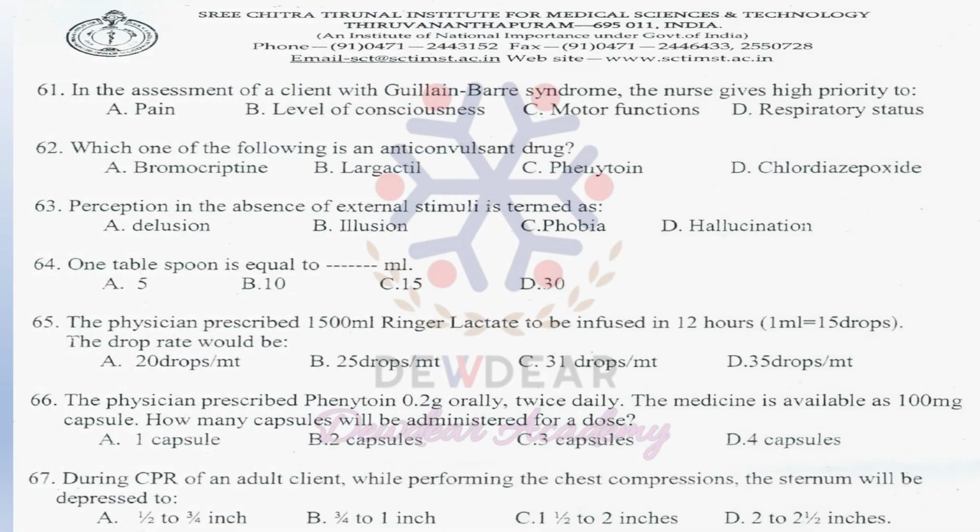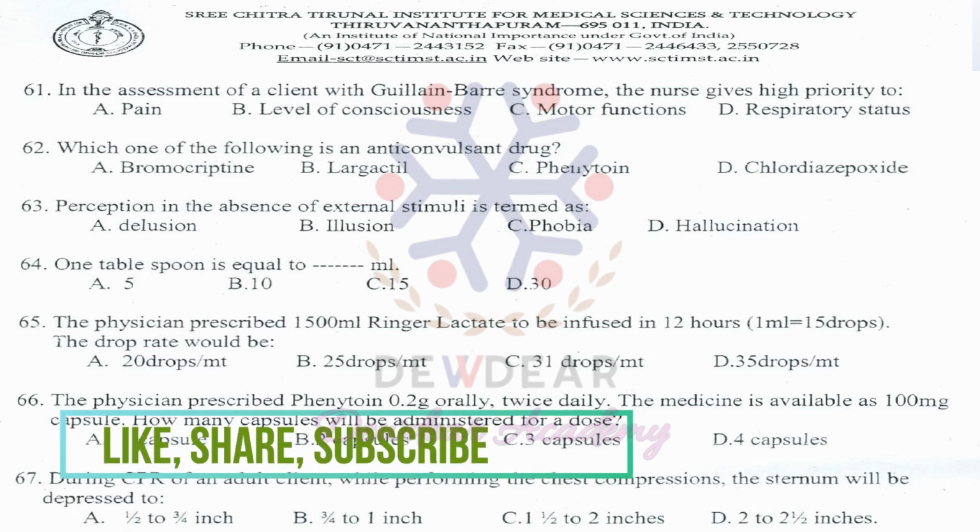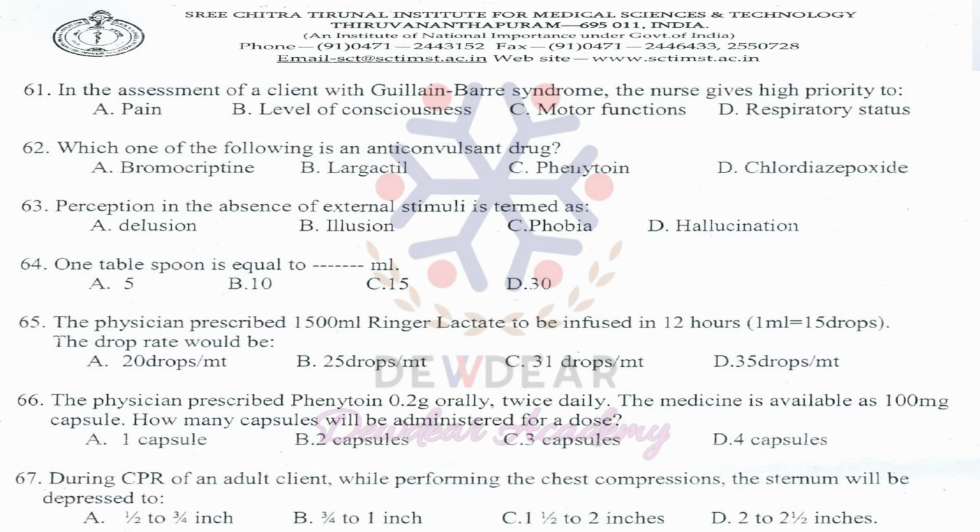So now let me start the questions. Question number 61. In the assessment of a client with Guillain-Barré syndrome, the nurse gives high priority to: pain, level of consciousness, motor functions, respiratory status. So in the assessment of a client with GB syndrome, the nurse gives priority to... the correct answer is respiratory status. Option D is the correct answer.